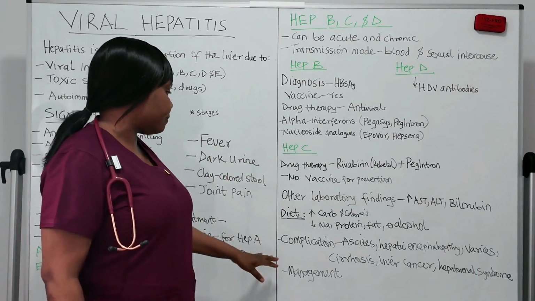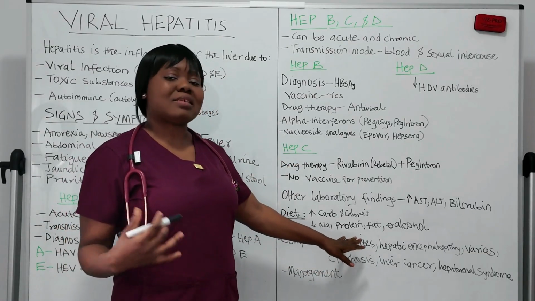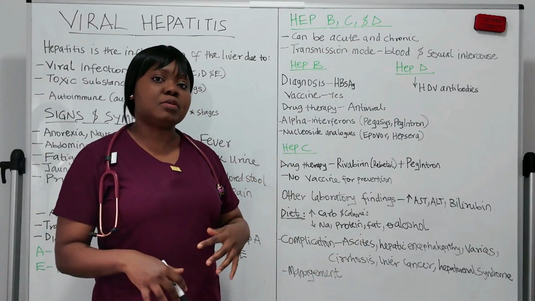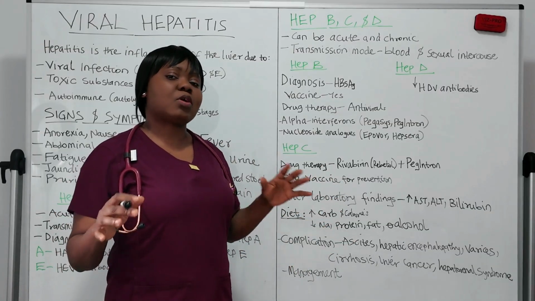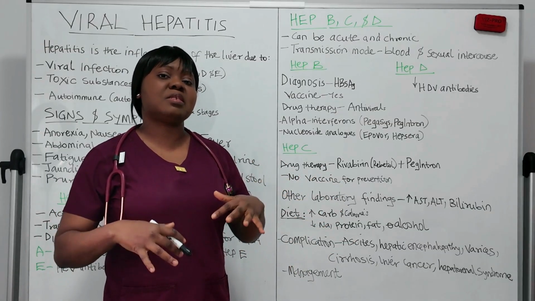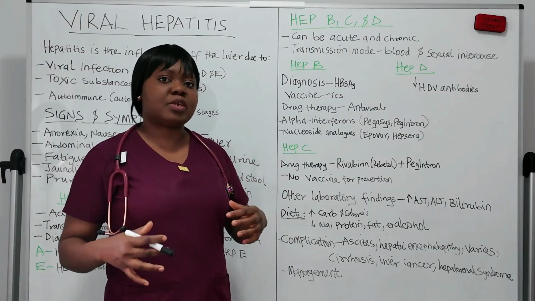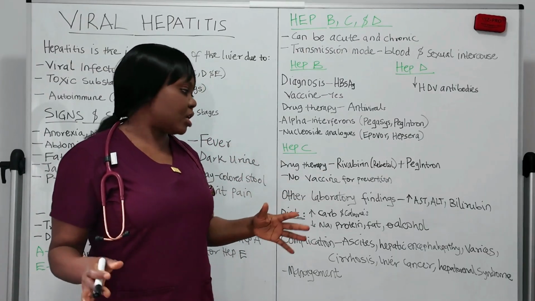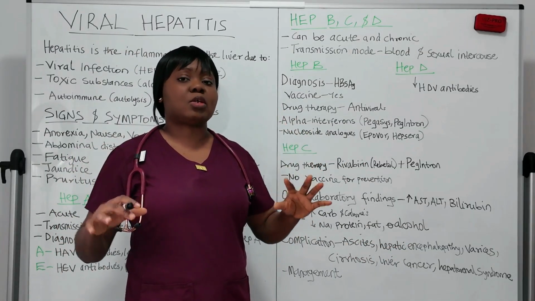Complications of hepatitis can be ascites. That is the accumulation of fluid, especially in the abdominal region. There's also peripheral edema, and that's because of a problem with albumin. The albumin is most times low and it's not able to maintain oncotic pressure, so fluid leaks out into the interstitial spaces. Hepatic encephalopathy is due to accumulation of ammonia.